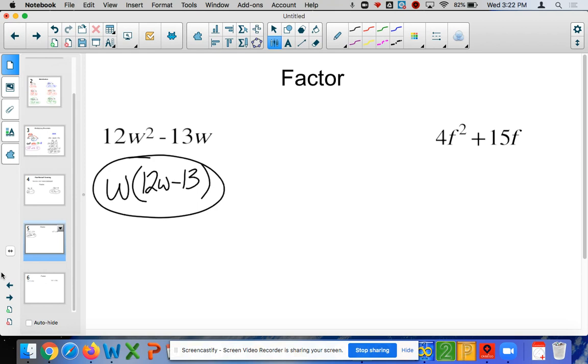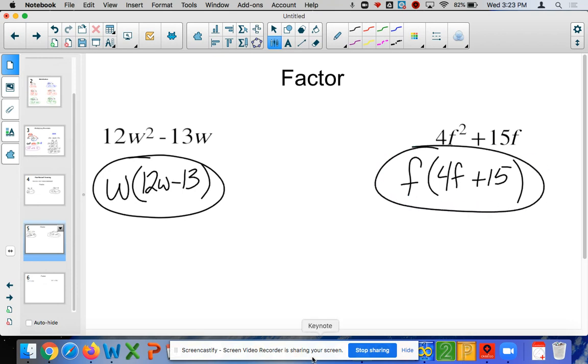Now, let's look at the example on the right. 4f squared plus 15f. Do they have a number that the two share? The answer is no. They don't. Now we look at the variable. Can I factor out a variable? Yes. Each of them have at least one f, so I'm going to factor out the f. When I take 1f away from f squared, I'm left with 1f, so I've got 4f in there. When I take the f away from 15f, I'm left with just 15. And there we go. That's factoring there.